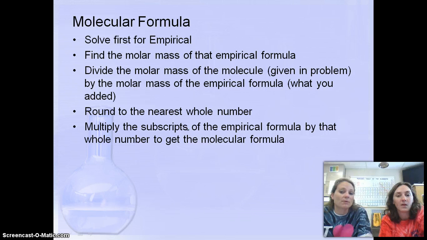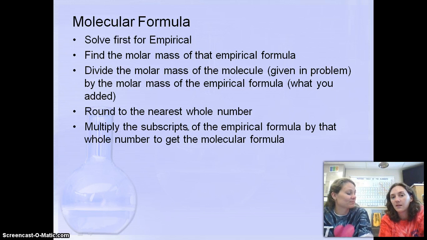Yep. So you find the empirical, then they give you the mass, and you're going to then divide those around the nearest whole number, and then multiply the subscripts of the empirical formula by that whole number to get the molecular formula. A lot of mumbo jumbo, but you'll understand as soon as we do this next example problem.